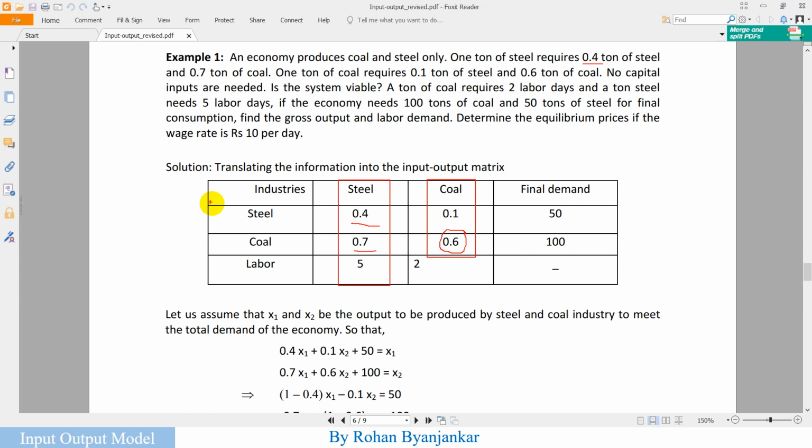And while viewing from the row side, it is actually the supply. It means that steel supplies 0.4 ton of steel to itself and 0.1 ton of steel to coal. This is the fundamental issue where most students get confused, and if you understand the basics of rows and columns, then we can easily solve the input output table as it has been solved in example 1.